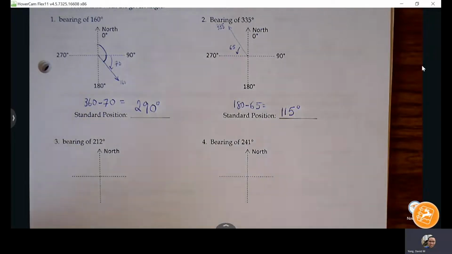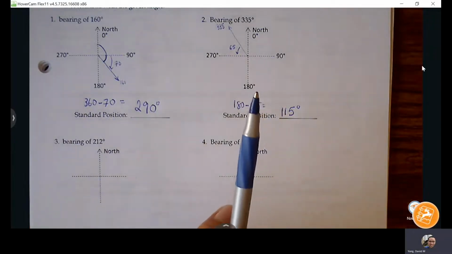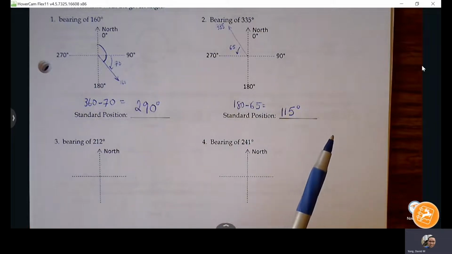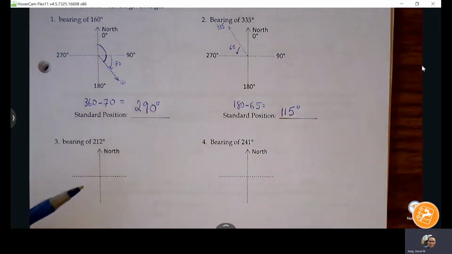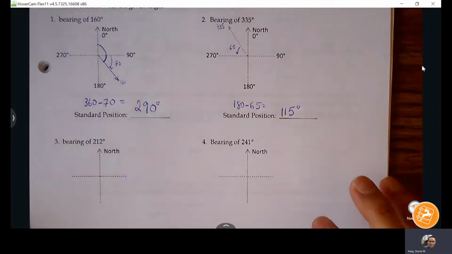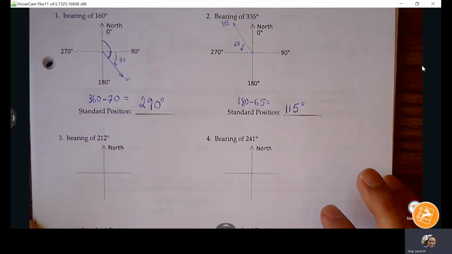After we get through 3 and 4, there's a bit of a shortcut that can allow us to get to the standard position a lot faster. But the reason I want to go through this is I want you to understand where these values are coming from, how to draw in a degree measure from a bearing position.